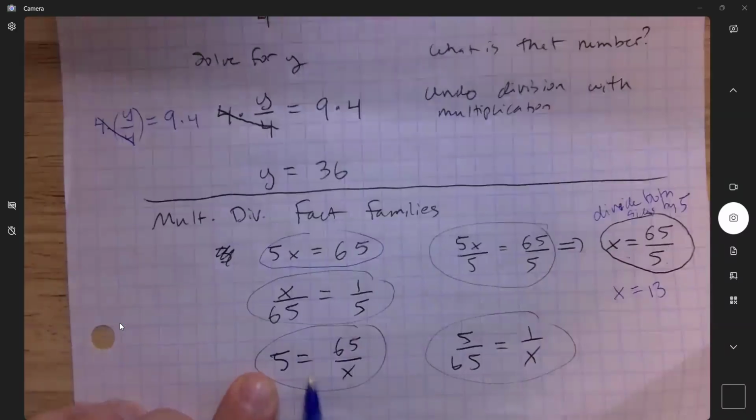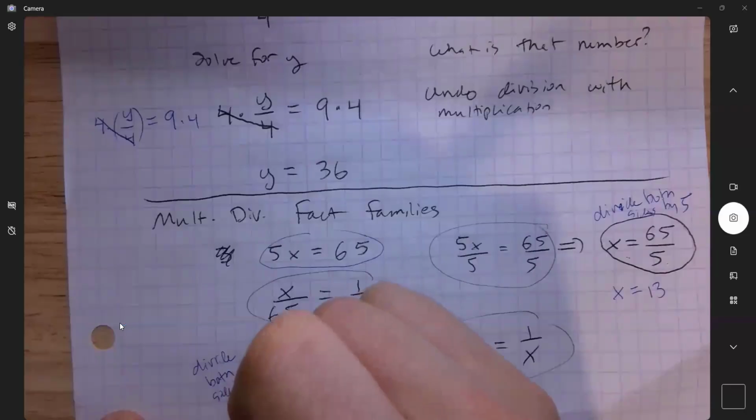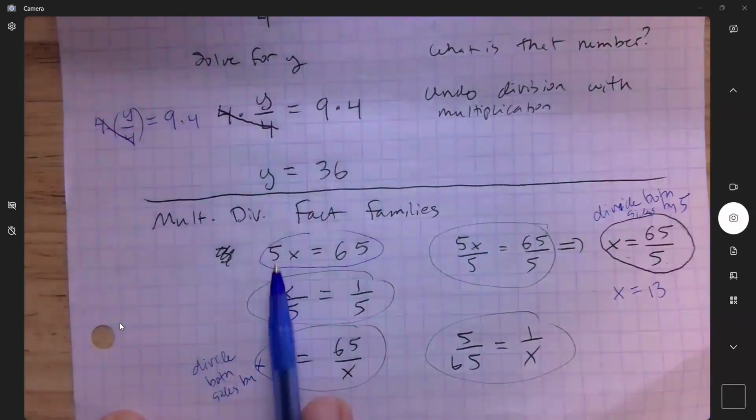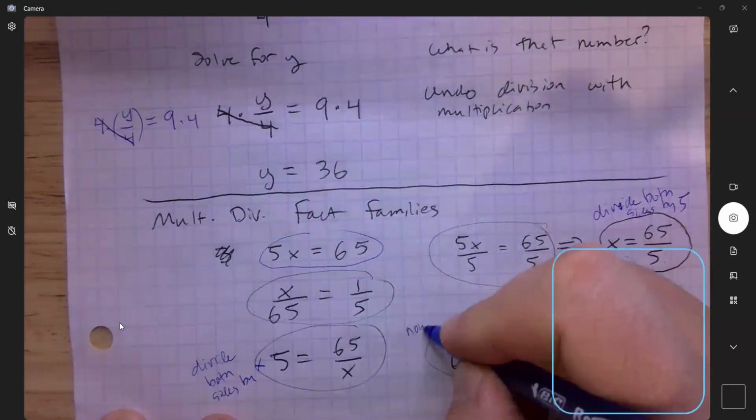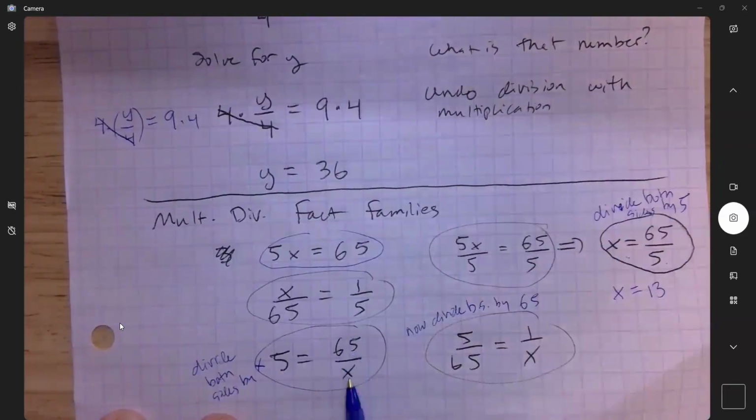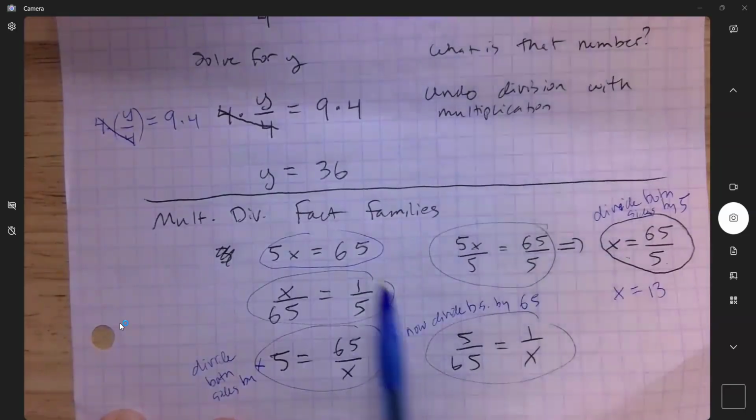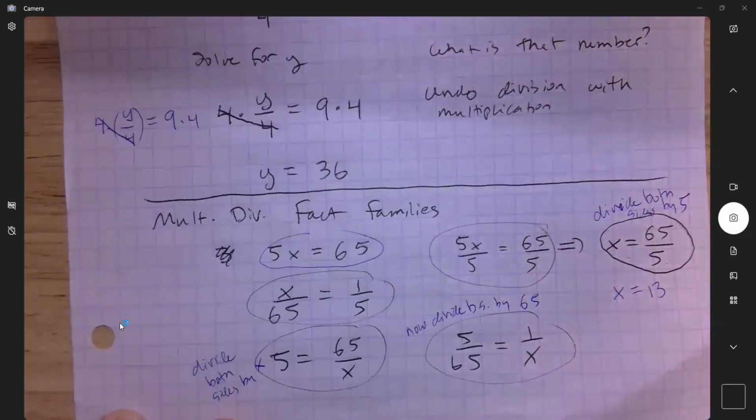This one here, I divide both sides by x. I can do that, and then instead of 5x equals 65, I have 5 equals 65 over x. I can go one step farther and now divide both sides by 65, and I get 5 over 65 equals 1 over x. So we can build a lot of equations that are all equally true, and these are what are called fact family equations.